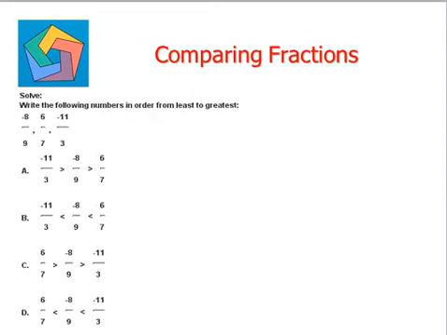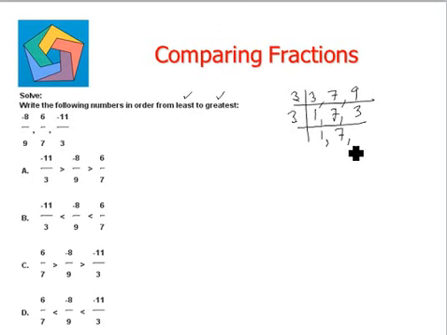Let's try out another question. Write the following numbers in order from least to greatest, that is, the smallest one will come first. We have negative 8 ninths, 6 sevenths and negative 11 thirds. So our procedure remains the same. Find out the least common denominator. 9, 7 and 3, 3, 1, 7, 1, and finally 7. So our LCD would be 3 times 3 times 7. This is 63.